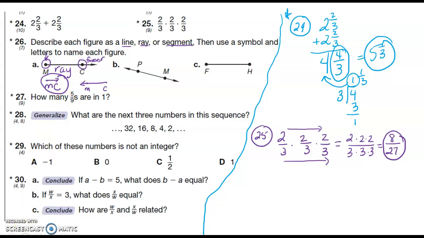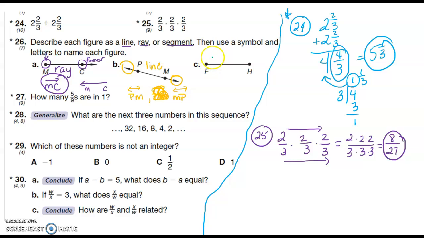Okay, let me change colors. All right, B, it goes on forever in both directions. So this is a line. And with a line, we're going to draw a little mini line, and we can say it either way. It doesn't matter because it goes on forever in both directions. Okay, so both of those are acceptable.